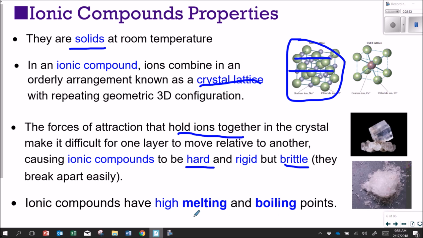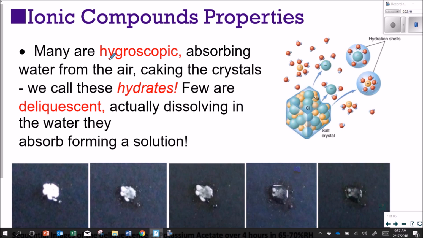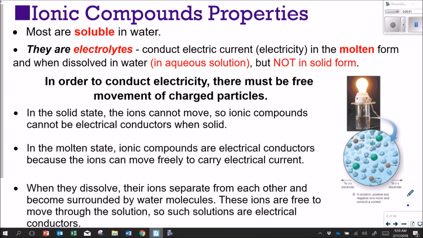Ionic compounds also have high melting and boiling points. Many ionic compounds are hygroscopic. What that means is they absorb water from the air, forming hydrates. We have talked about hydrates before. A few are even deliquescent, which means that they actually dissolve in the water that they absorb and end up forming a solution, which we can see here. Most ionic compounds are soluble in water. Ionic compounds can be electrolytes.